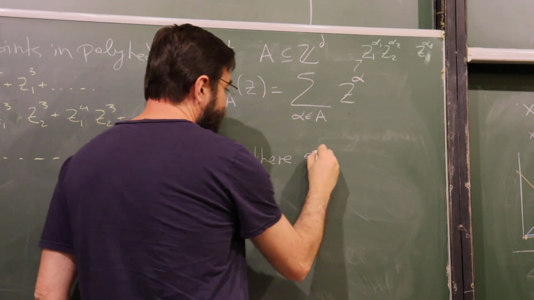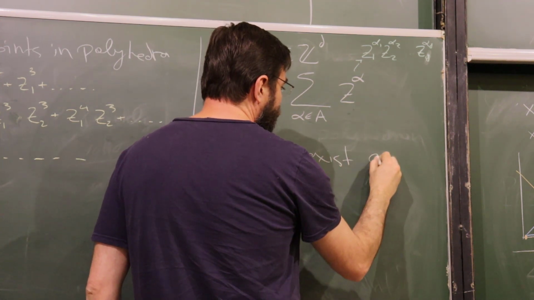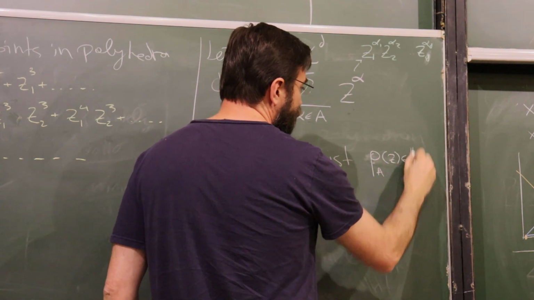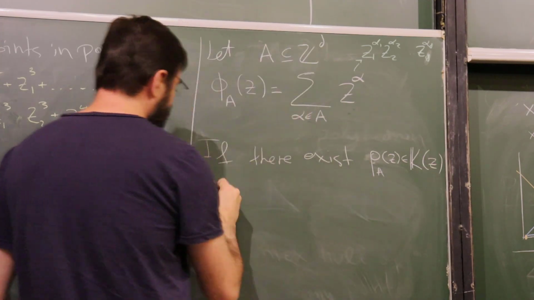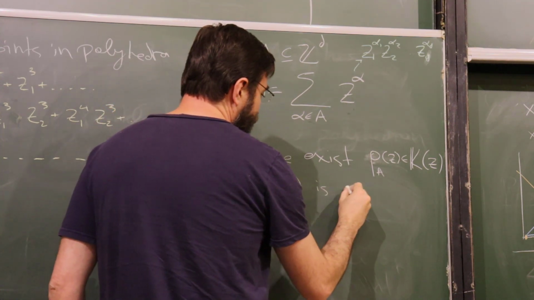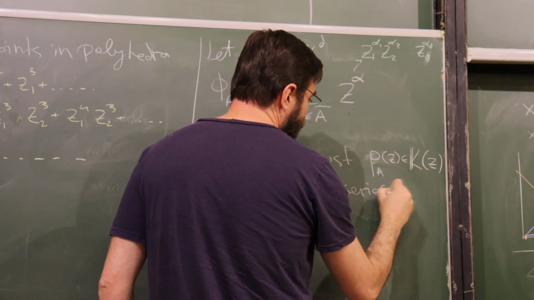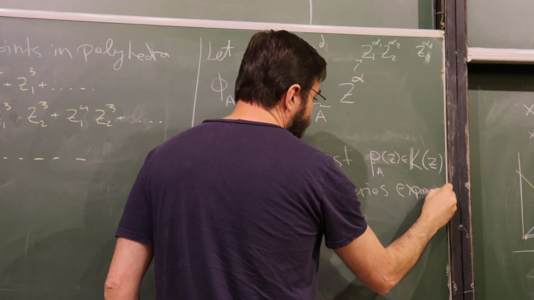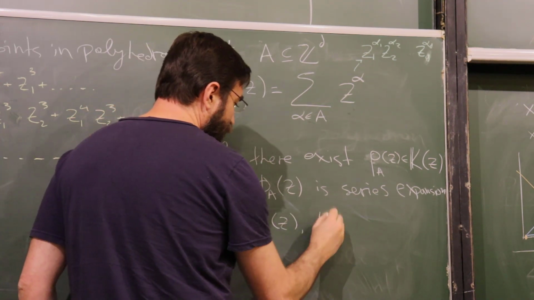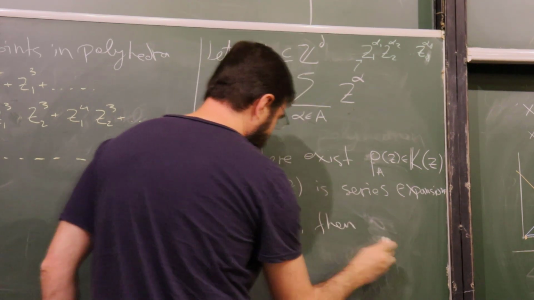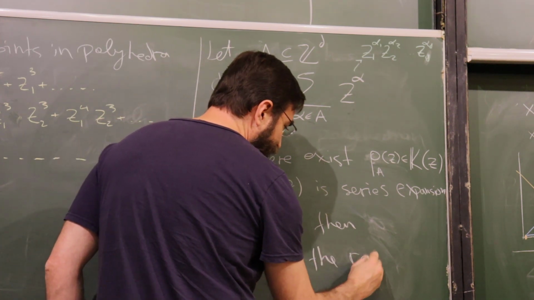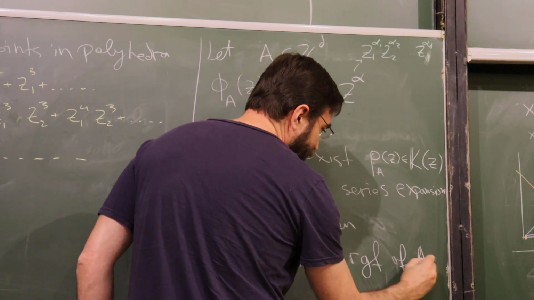And if there exists a rho, some rational function, such that this phi_A of z is a series expansion of rho, then this is the rational generating function of A. Okay?